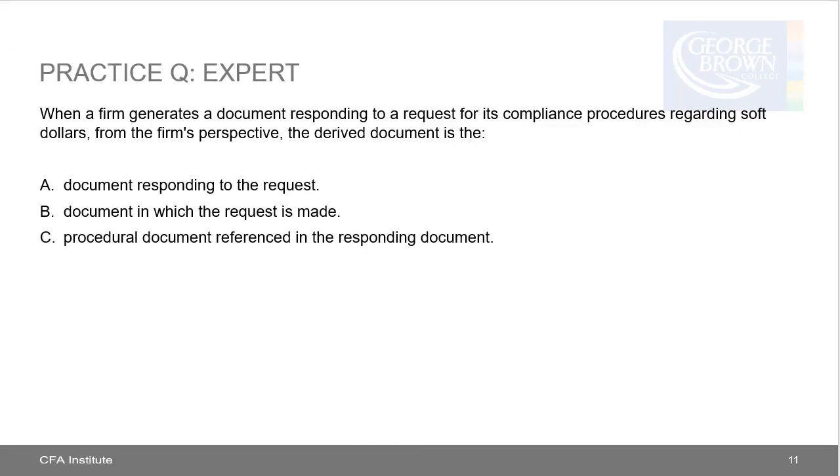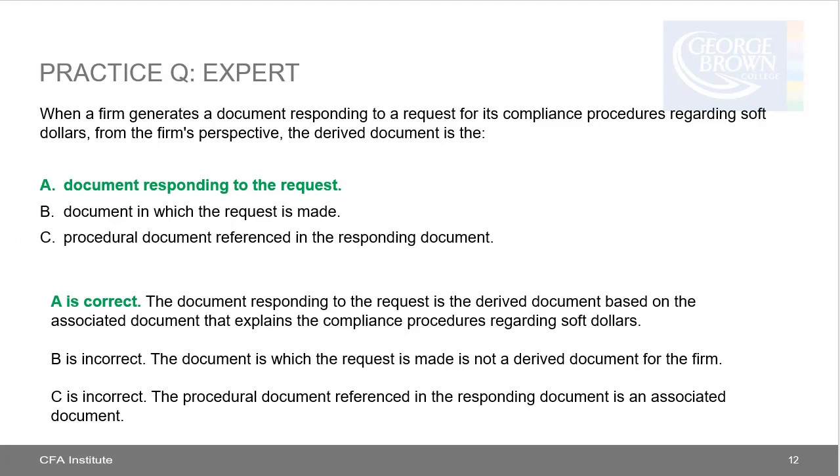So a quick practice question to check our understanding from the learning ecosystem expert level. The question is, when a firm generates a document responding to a request for its compliance procedures regarding soft dollars, from the firm's perspective, the derived document is A, the document responding to the request, B, the document in which the request is made, or C, a procedural document referenced in the responding document.